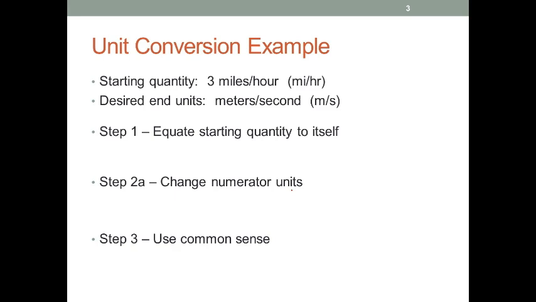I've put this onto 2 slides, and the reason is just because there wasn't enough room on one. So I want to change 3 miles per hour to meters per second. So step 1, set my starting quantity equal to itself. Step 2a, now I've got to redo what I did just above because I want you guys to see it step by step, if you will. I need to go from miles to meters.